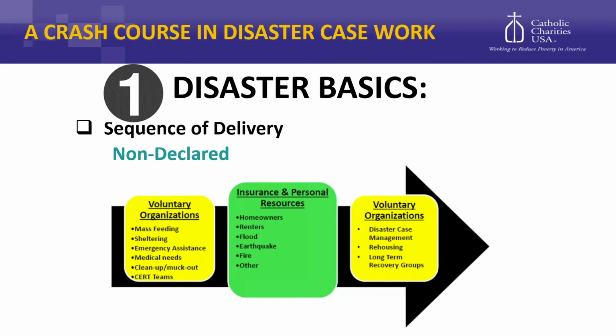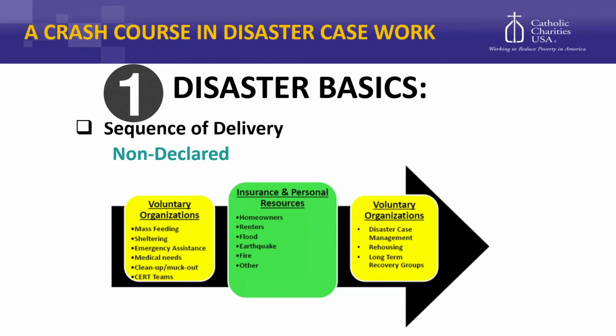But then when it comes to resources, next, a survivor is going to have to count on their own resources, whether it be homeowners, renters, flood insurance, earthquake, fire, or even if they have their own personal resources, such as their own money to help get them recovered. And the last piece of that in the sequence of delivery, once all that's been used up, it'll be the voluntary organizations that stand up disaster case management with rehousing, and there'll be long-term recovery groups that have formed to help really meet those unmet needs. So that's the sequence of delivery in a non-declared disaster.